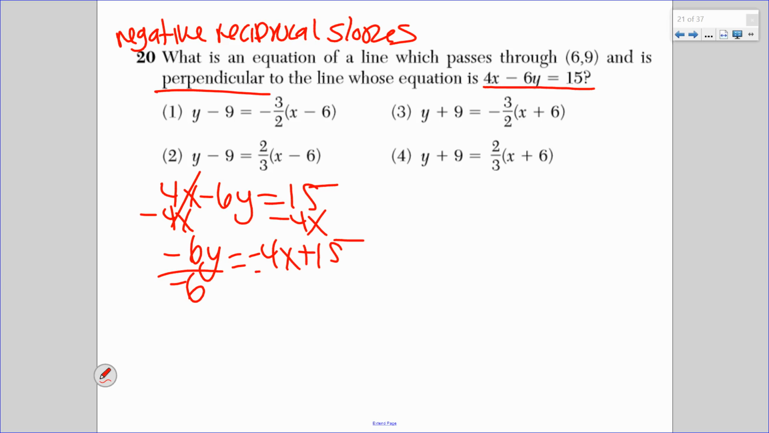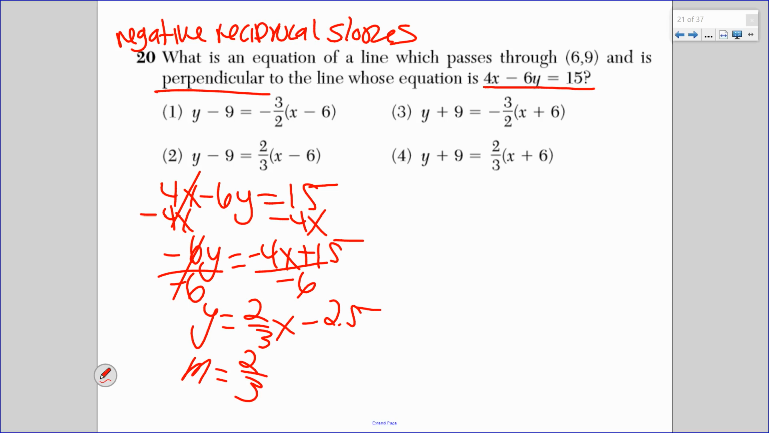I think this is a little unnecessary, all the algebra in this question. Y equals 2/3 x minus 2.5. So the slope of this line is 2/3. So the slope of my perpendicular line is the negative reciprocal of that. Flip it and negate it, negative 3/2. So it can't be choice 2 or choice 4. From here, they put the answers in point slope form.